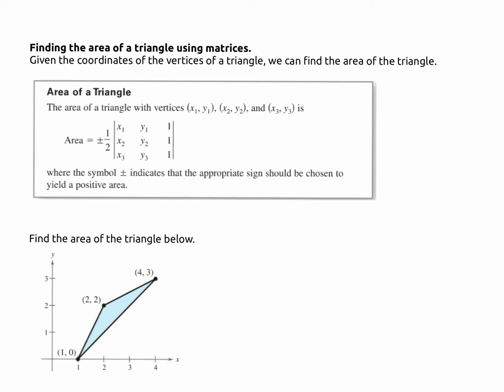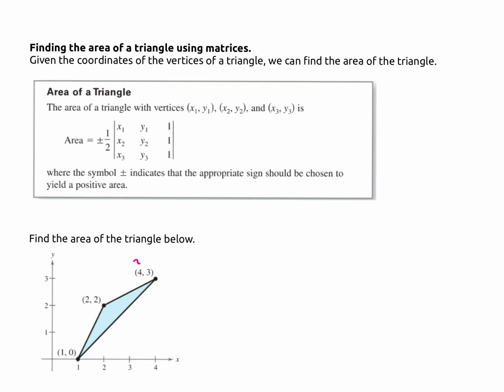So if I wanted to find the area of a triangle that's graphed in the coordinate plane, I can do so very easily with a determinant, by finding the determinant of a matrix that's composed of the 3 ordered pairs and then 1 column of ones. So let's go ahead and take a look at what this would look like for our triangle here.